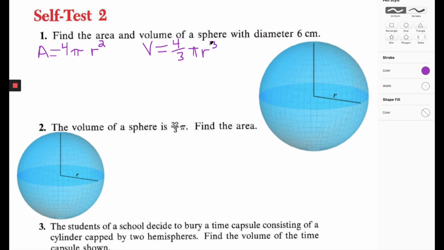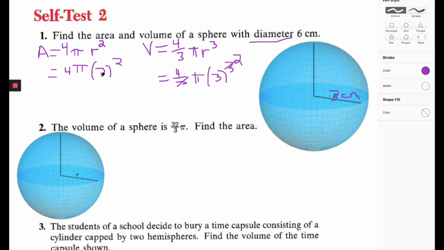Okay? So this is a simple plug and chug type problem, except they mentioned diameter, so we have to make sure this is 3 centimeters as the radius. This is going to be 4 pi times 3 squared. And let's do them both together. This is going to be 4/3 pi times 3 cubed. One thing we can do is cancel out this 3 and change this to 3 squared. We can remove one of those 3 factors within that exponential expression.